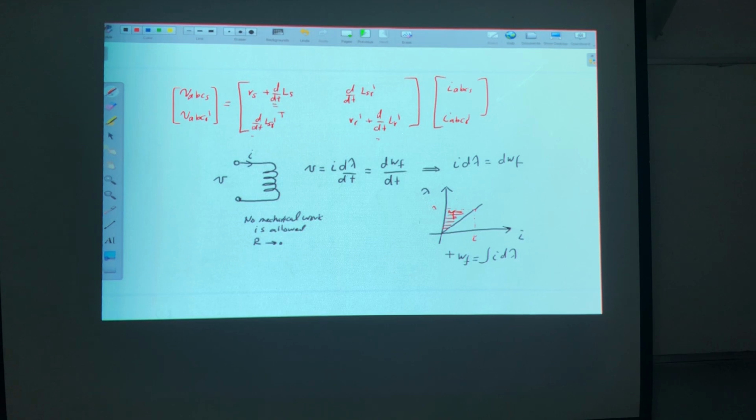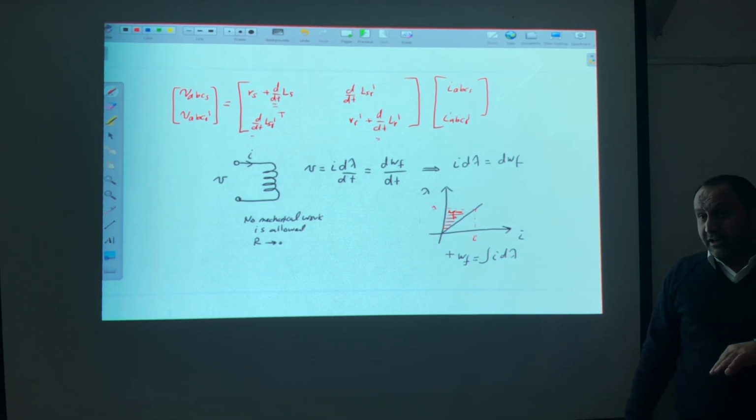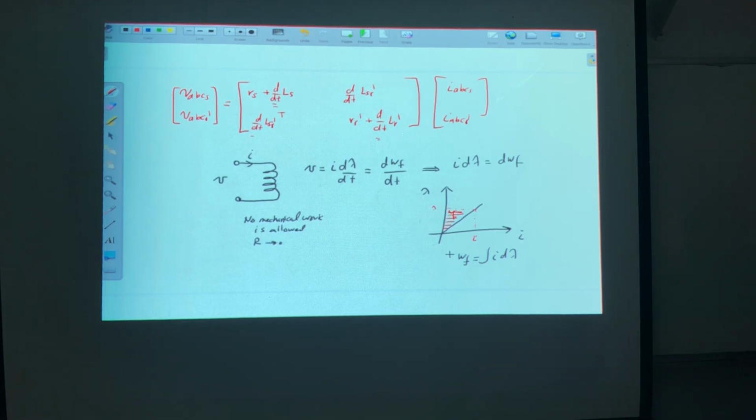Now someone will say, if you have two areas, the second one will be the complementary area. So the second one I will call omega c, the co-energy. The first one, omega f, is the field energy. The field energy has a physical meaning. The co-energy has no meaning, but it will be very fruitful when we derive the mathematical expression for the torque. It's the complementary area.